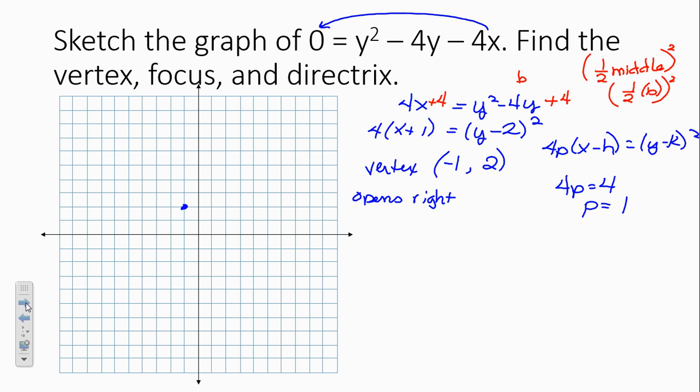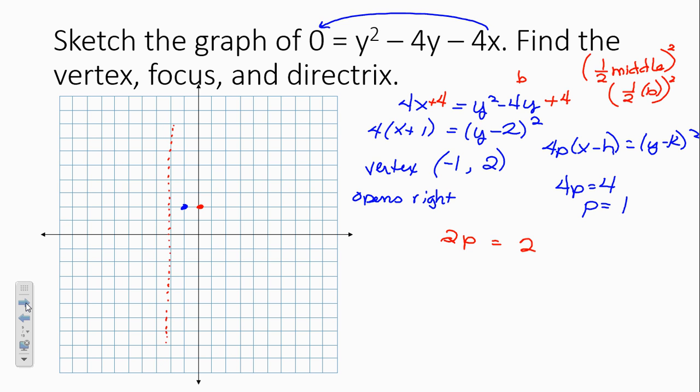So that means that we're going to move 1 unit away from our vertex. And that's our focus, 1 unit to the right, because it's always inside. 1 unit to the left is going to be our directrix. And then the easy way to find 2 other points is just to double p. If we double p, we're going to get what?